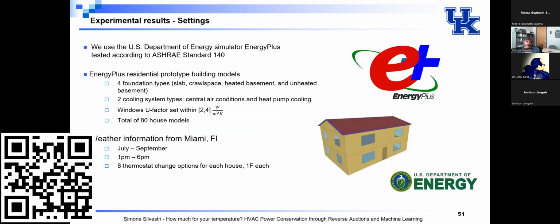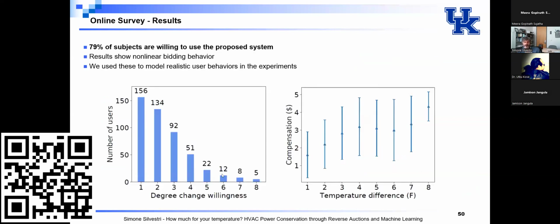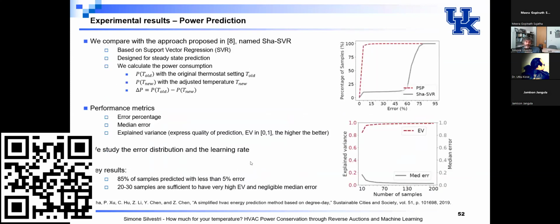In order to validate this approach, we use EnergyPlus, which is a well-known and extremely reliable energy simulator. We created several houses with different energy profiles in terms of energy consumption. In total, we have 80 different houses. We consider a period between July and September. And we allowed at most 8 thermostat change options, because users will not go beyond 8 anyway. So let me show you some results.